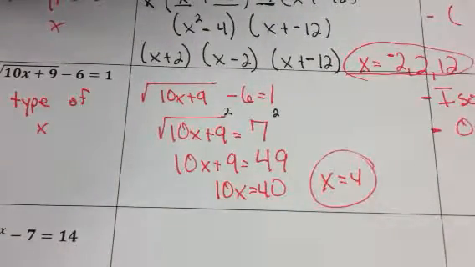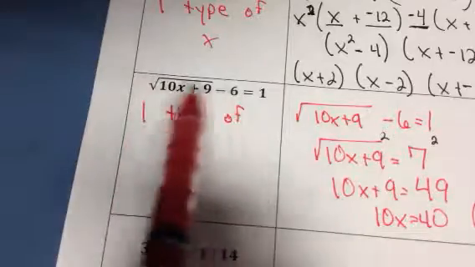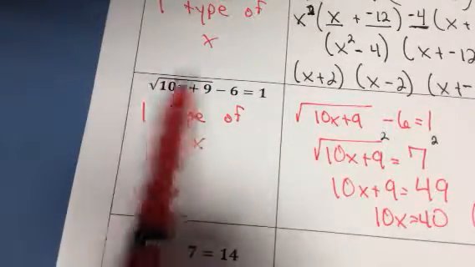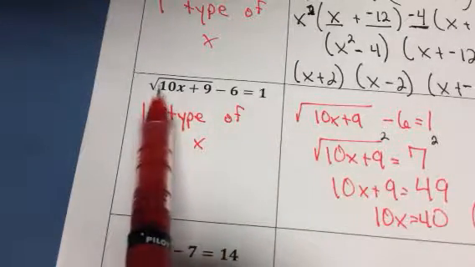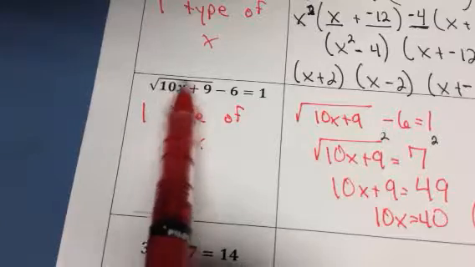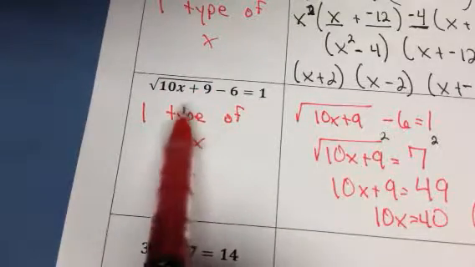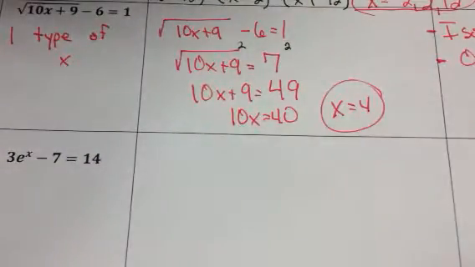And this is where we started talking about extraneous solutions, because in the original problem we have a square root, and we can't take a square root of all numbers. We can only take the square root of positive numbers. So you just want to make sure that that would work. If you put 4 back in here, 10 times 4 is 40. 40 plus 9 is 49. The square root of 49 is 7. And then that 7 taking away 6 is 1. So this is not an extraneous solution.